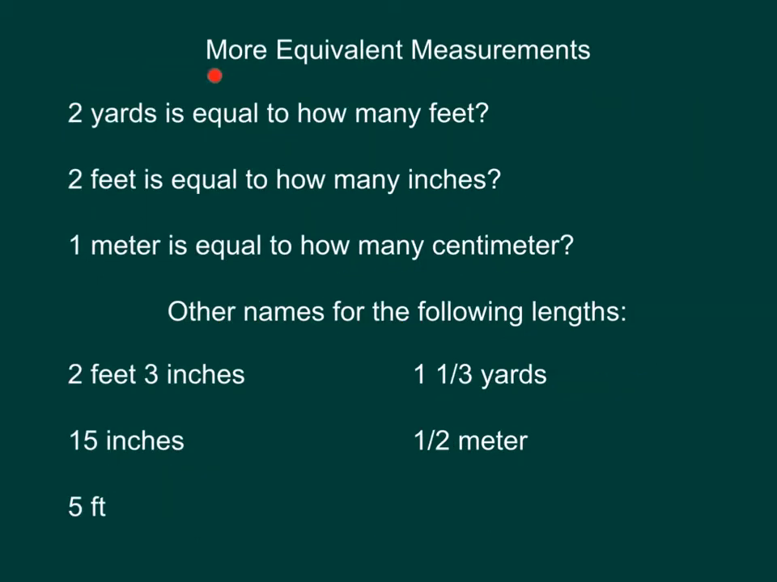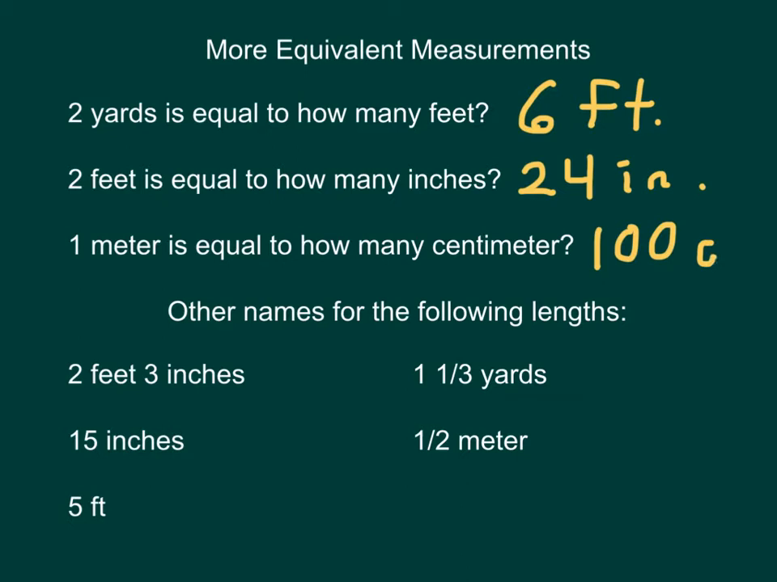Now, boys and girls, let's look at more equivalent measurements. 2 yards is equal to how many feet? Well, I know 1 yard equals 3 feet, so 2 yards will equal 6 feet. 2 feet equal to how many inches? Well, 1 foot is equal to 12 inches, so 2 feet will be equal to 24 inches. 1 meter is equal to how many centimeters? Well, I know there are 100 centimeters on a meter stick, so that is the answer there.